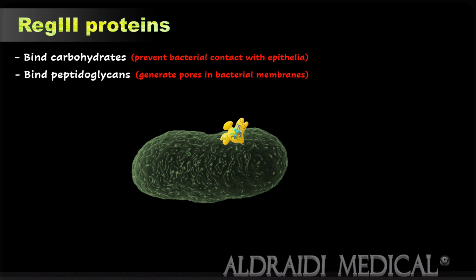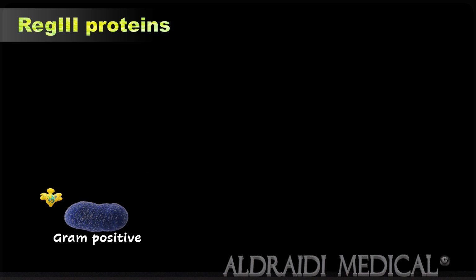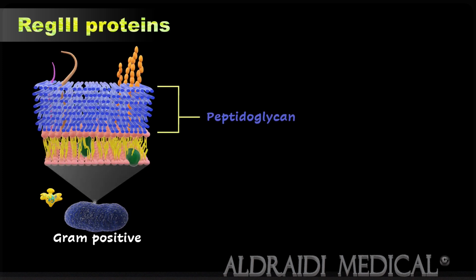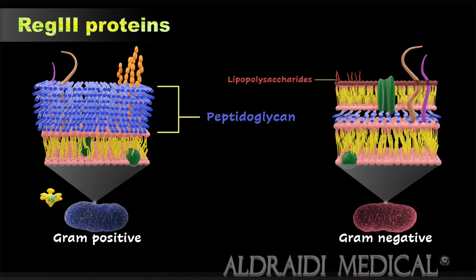RegIII proteins, similar to lysozymes, preferentially kill gram-positive bacteria in which the peptidoglycan is exposed on the outer surface. In fact, the lipopolysaccharides of gram-negative bacteria inhibit the pore-forming ability of RegIII proteins, further enforcing the selectivity of RegIII proteins for gram-positive bacteria.